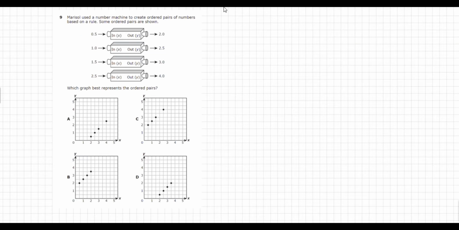Question number 9. Marisol used a number machine to create ordered pairs of numbers based on a rule. Some ordered pairs are shown. Which graph best represents the ordered pairs? We need to find the graph that corresponds to the number pairs from the number machine. Since option A does not have a point with an x-coordinate of 0.5, it cannot be the correct match. Option C has all matching points, therefore C is the answer.